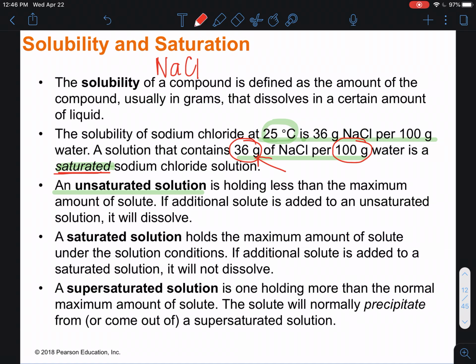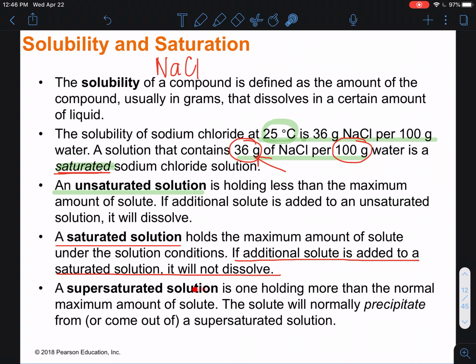An unsaturated solution is holding less than the maximum amount of solute. A saturated solution holds the maximum amount of solute under the solution conditions. This is also important: if additional solute is added to a saturated solution, it will not dissolve. It'll just sink to the bottom if the solid is more dense than water; if it's less dense, it'll float to the top. The take-home message is that it won't dissolve.